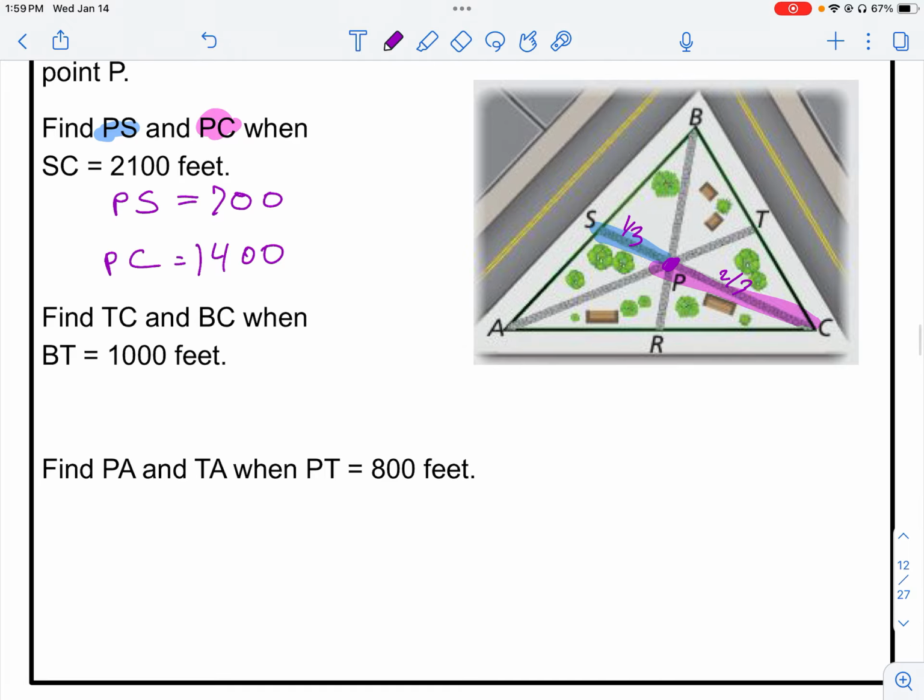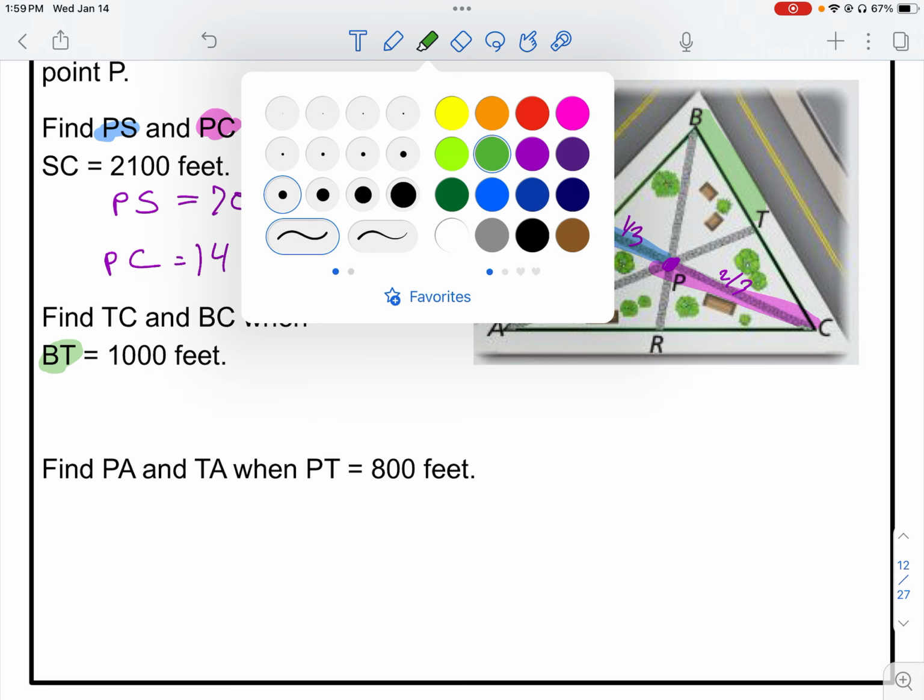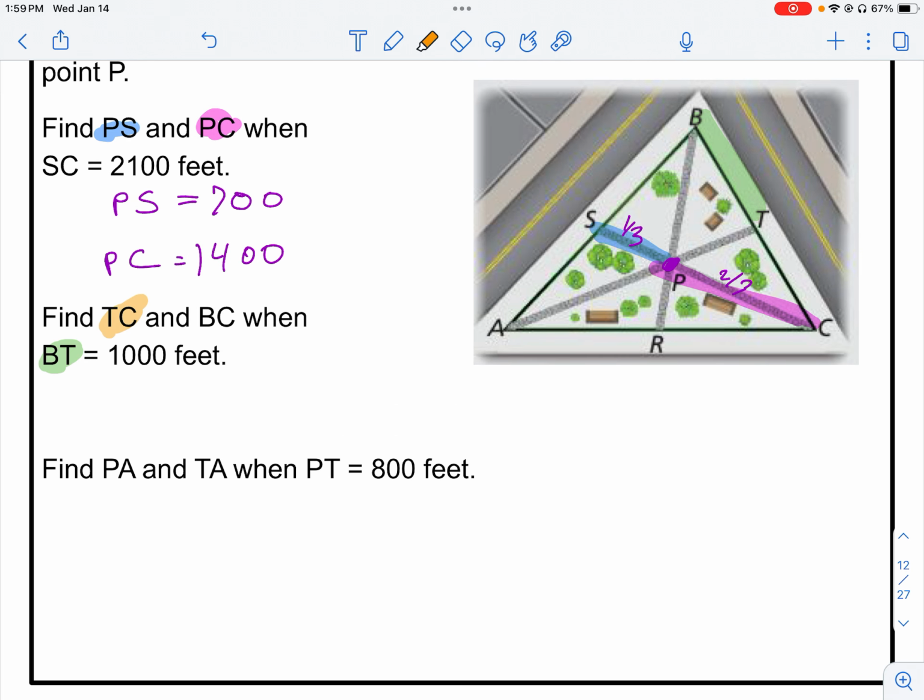All right, so let's find TC and BC when BT equals 1,000 feet. So BT is right here. TC is right here. So T is a midpoint. So if BT is 1,000 feet, TC also has to be 1,000 feet. And BC is BT plus TC, or 2,000 feet.